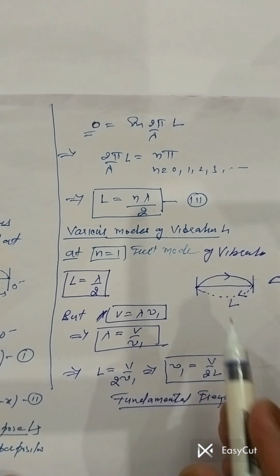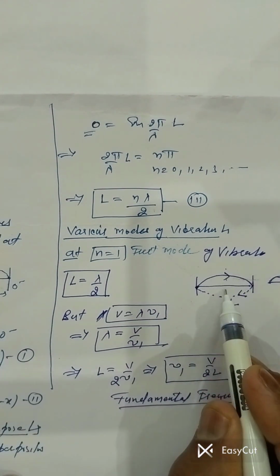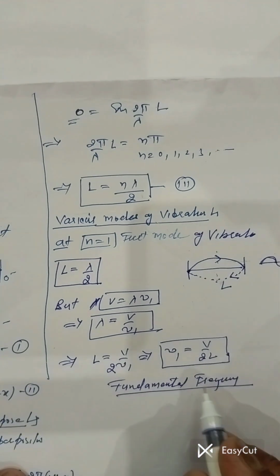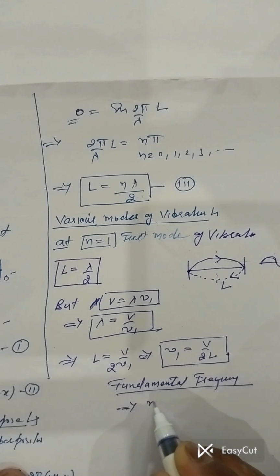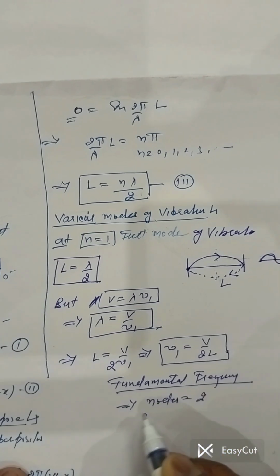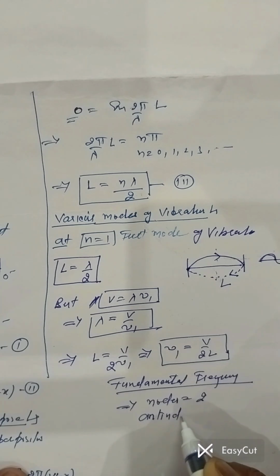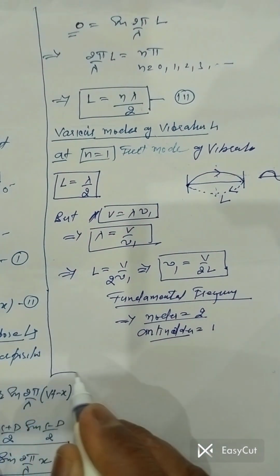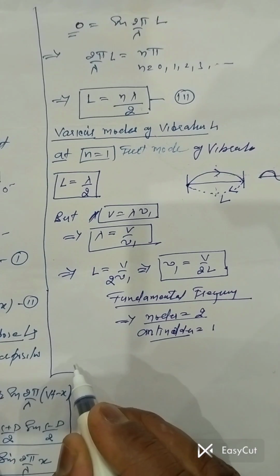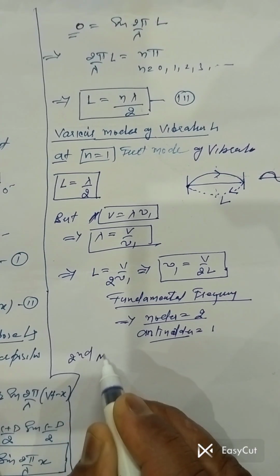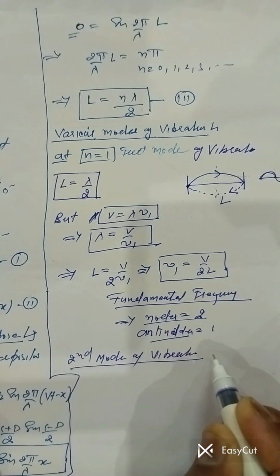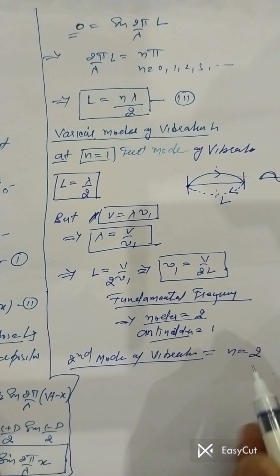And you are finding here, these are called the nodes and these are called the antinodes, where the displacement is maximum. So in the fundamental frequency, you can see nodes equal to 2 and antinodes equal to 1. So this is very important. Now for the second mode of vibration, means here you will put n is equal to 2 in the basic equation.